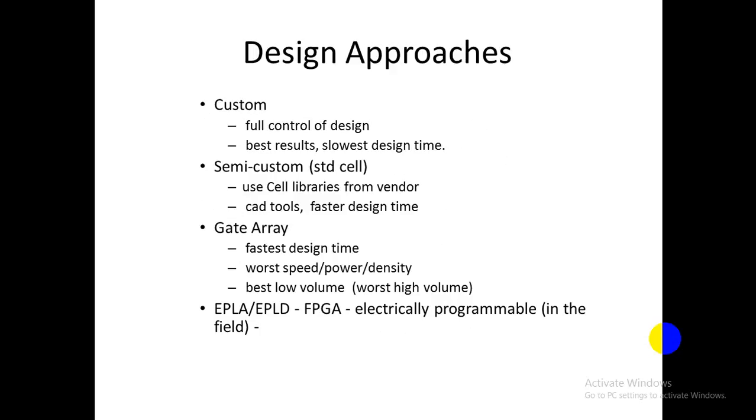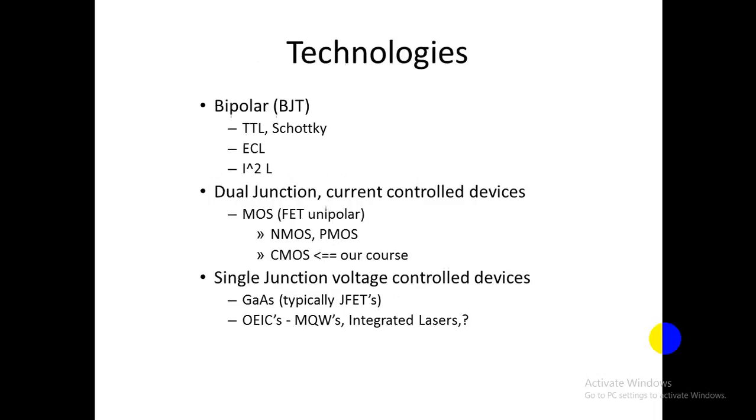Custom means full control of the design. We get the best results, but the slowest design time. In semi-custom, we use cell libraries from vendors and CAD tools, and we have faster design times. Gate array has the fastest design time, the worst speed, power, and density, but it is the best for low volume. EPLA, EPLD are electrically programmable in the field.